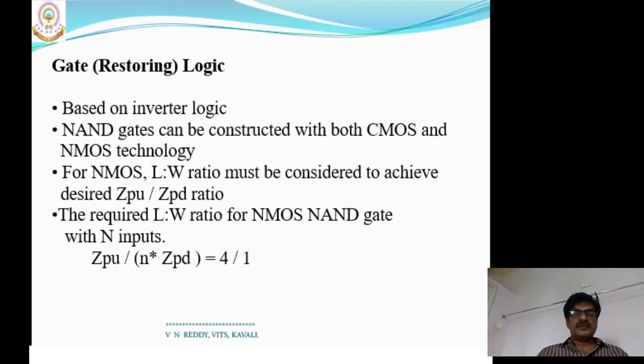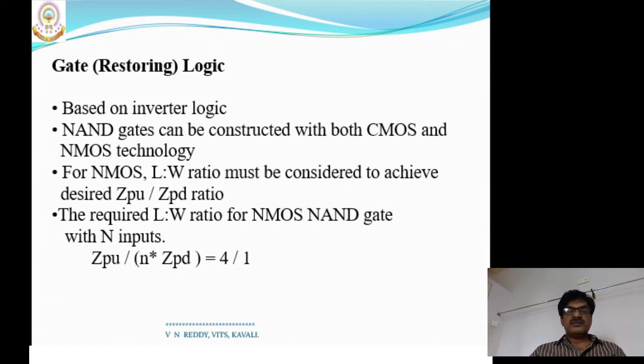Good morning. So today I would like to discuss the different logics to realize the various gates. In the literature mainly you have two types of techniques. One is the gate logic and another one is switch logic.